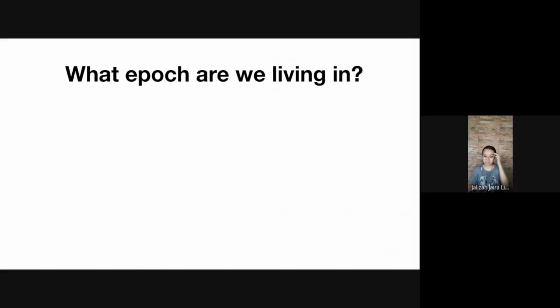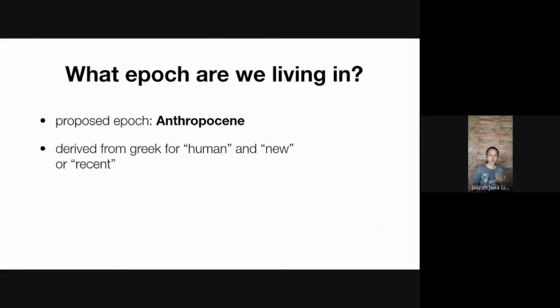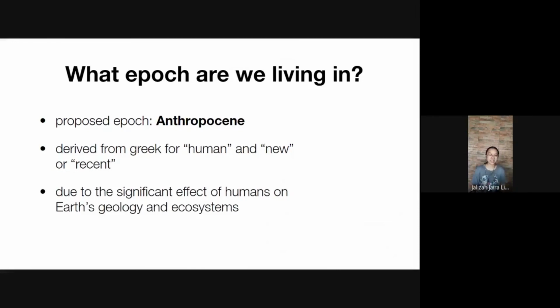So right now, what epoch are we actually living in? We're actually living in a proposed epoch, which is the Anthropocene. This actually means human and new or recent. And this is characterized by heavy technological advancements from people. And of course, this is due to the significant effect of humans on the Earth's geology and eventually the ecosystem, brought about by our activities, be it good or bad, but mostly bad.